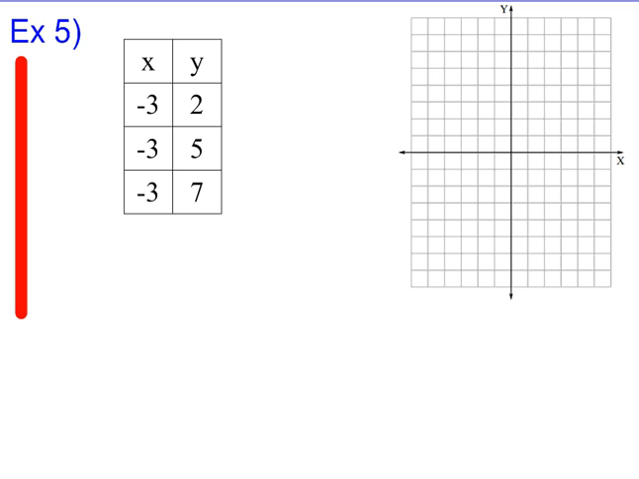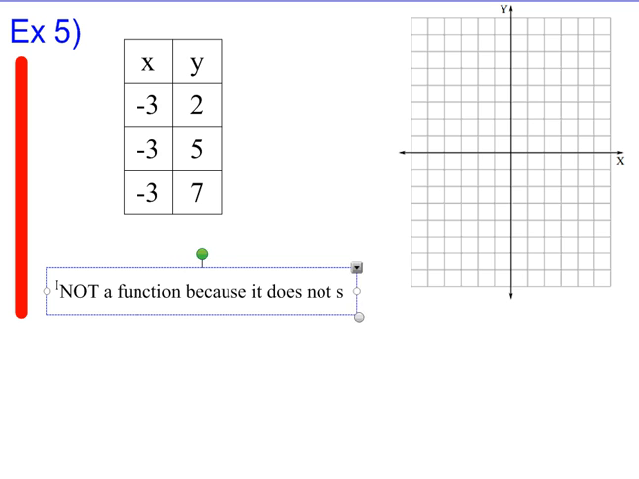Here in this example, by table, we have a negative 3 as an input, but it's a negative 3 every time. And the outputs are 2, 5, and 7. In other words, we're putting one thing in and 3 things are coming out. And because of this, this is not a function because it does not show a one-to-one relationship. Okay?